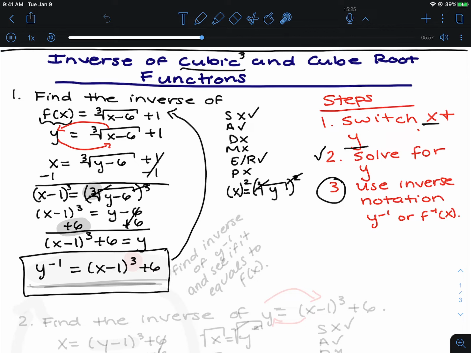Now, you may ask yourself a question. How do I know that this is the actual inverse to that original problem? Well, we can go ahead and find the inverse of this one. So let's find the inverse of y to the power of negative 1 and see if it equals f of x. And if that happens, then both of these are going to be inverses of each other. Okay, so let's go ahead and do that one as well.